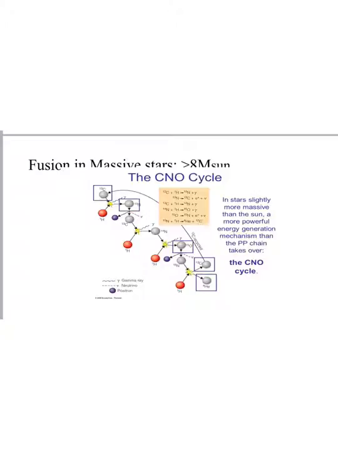That isotope of carbon captures a proton, and that becomes an isotope of nitrogen. That isotope of nitrogen captures another proton, and that decays to an isotope of oxygen, hence CNO. That isotope of oxygen undergoes a beta decay, and it becomes another isotope of nitrogen. That isotope captures another proton, and it closes the cycle to return back to carbon.